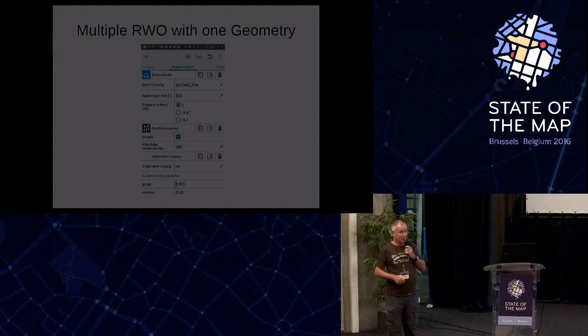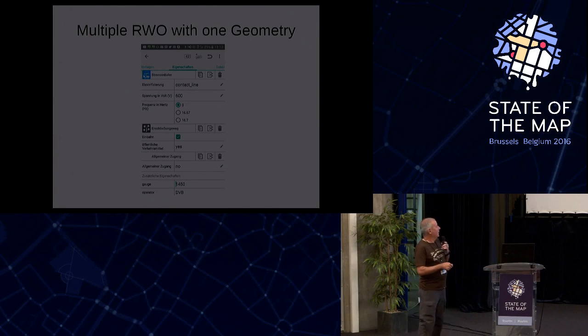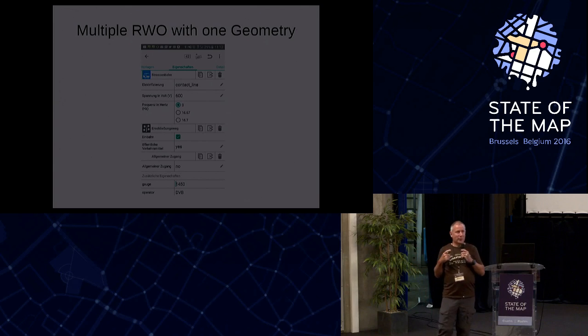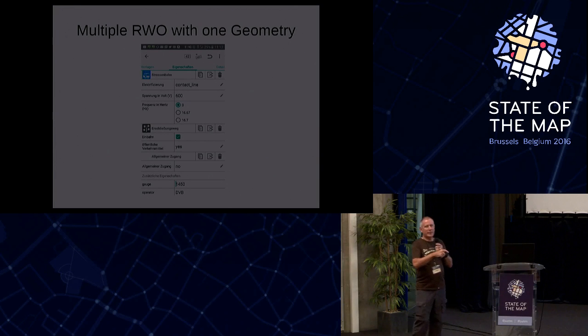And this is another example. This is a road in Germany somewhere, which is a tram line, and it's a surface road at the same time. And iD actually had a bug in early versions where it would assume that there's only one main object on every geometry. So if you had edited this with iD, with that buggy version, it would have removed one of these two objects.